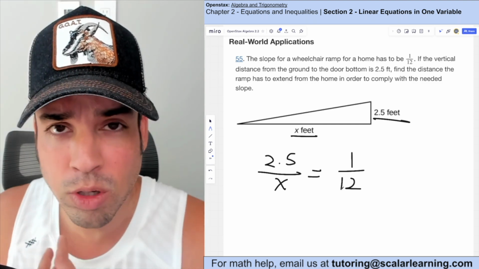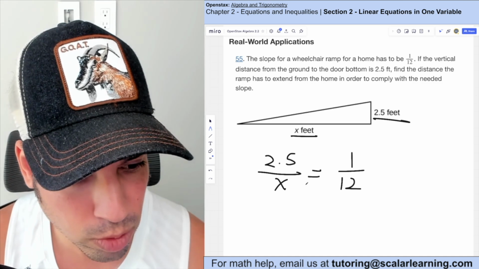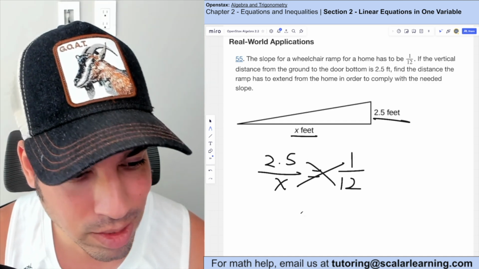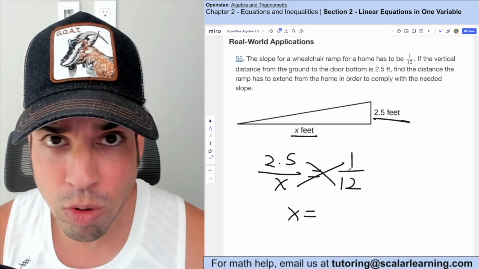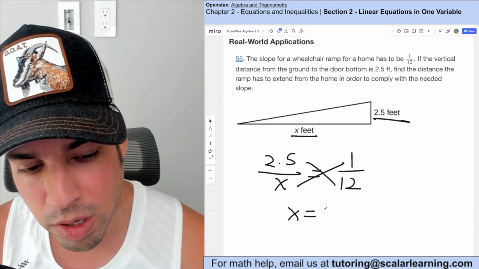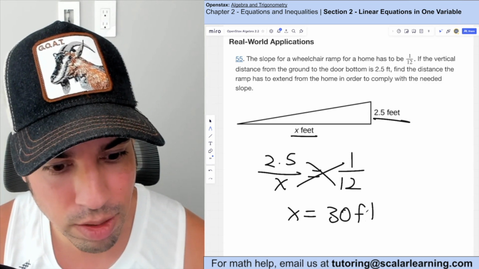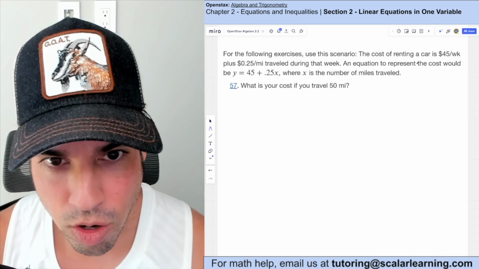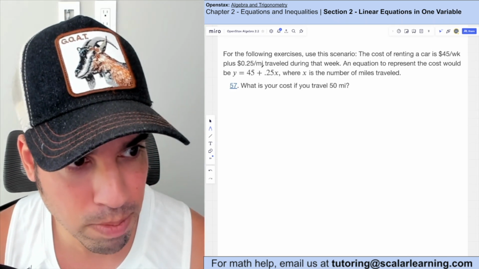So just as we're talking it out, we've created a nice equation that we can easily solve by cross multiplication. So I'm going to cross multiply. X times 1 is x, and then we got 2.5 times 12. 2 times 12 is 24. Half of 12 is 6, so 24 plus 6 is 30, and the answer is 30 feet. Boom, done.